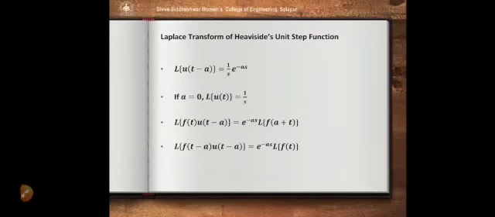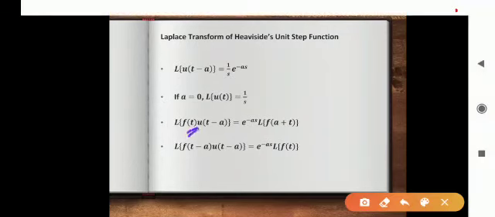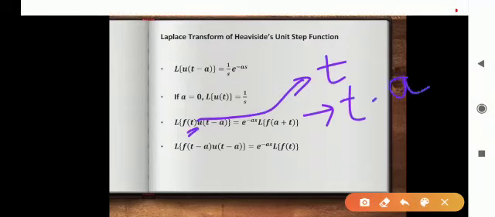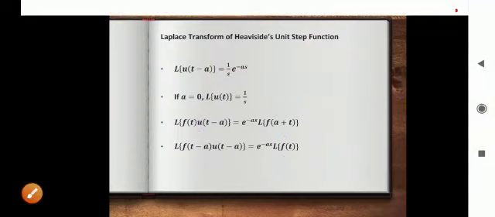Next, if this t is replaced by t minus a, then this result becomes f of t minus a, no change in this u function, that is Heaviside function. f of t minus a into u of t minus a is equal to e raised to minus as, and here a plus t minus a get cancelled, so it is simply L of f of t. So L of f of t minus a into u of t minus a is equal to e raised to minus as into L of f of t.